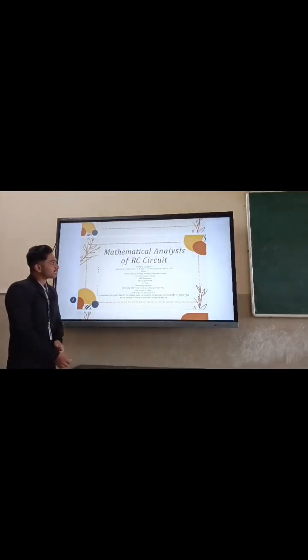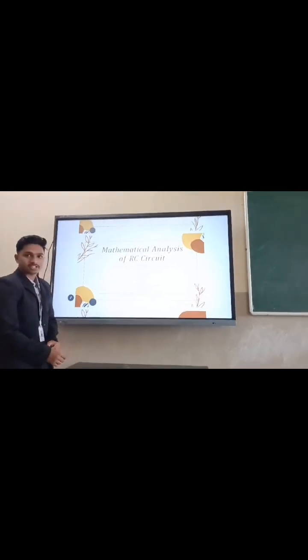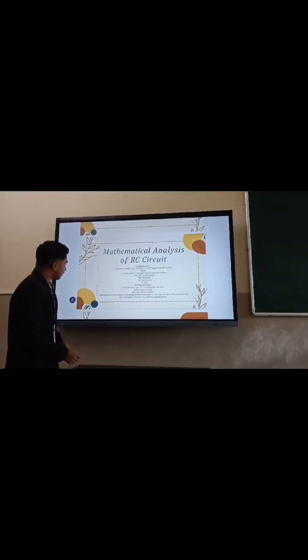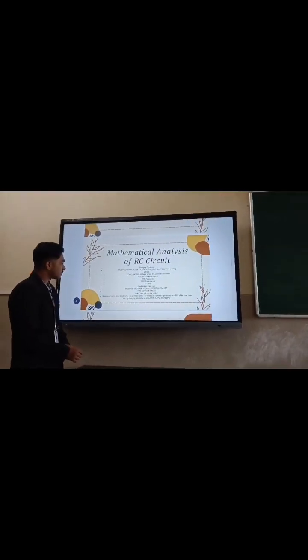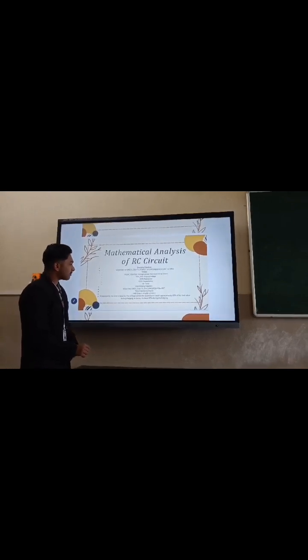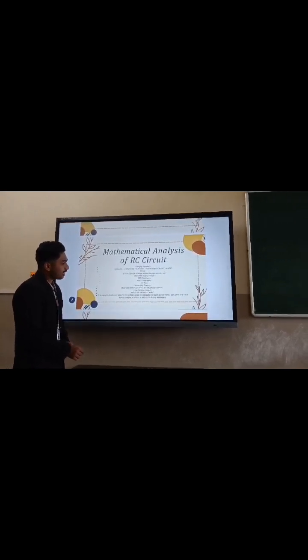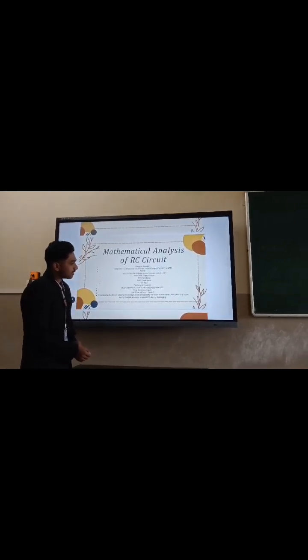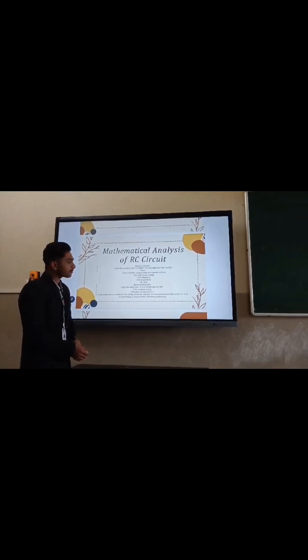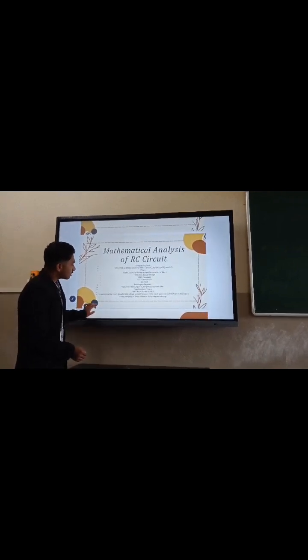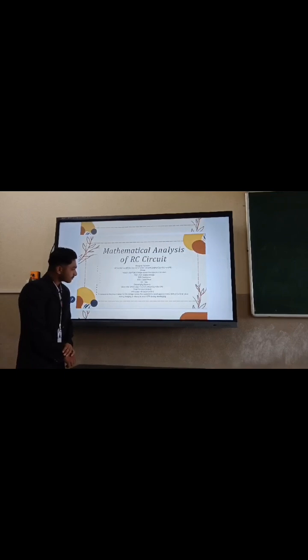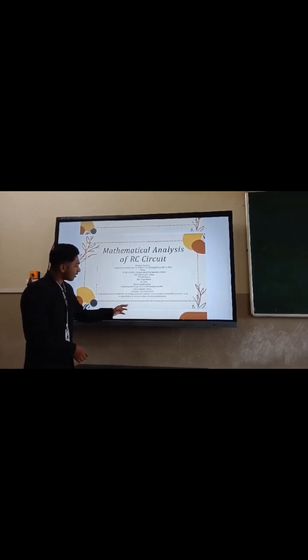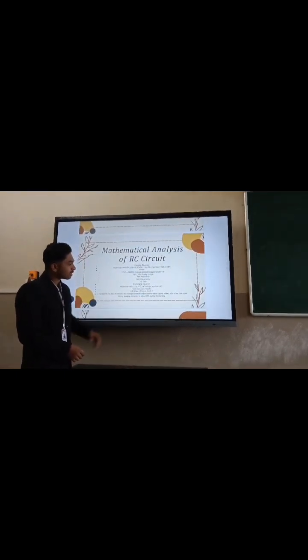This is the mathematical analysis of the RC circuit. The time constant represents the time it takes for the voltage across the capacitor to reach approximately 63% of its final value during charging, or to drop to about 37% during discharging.